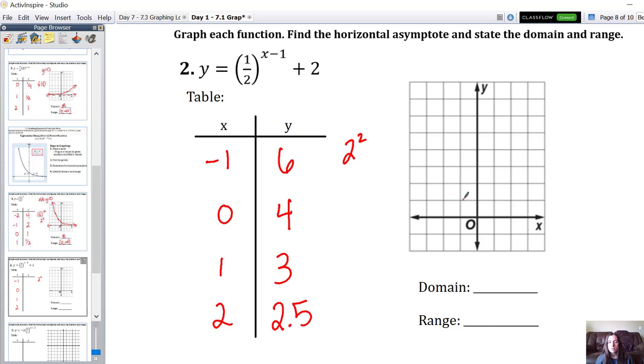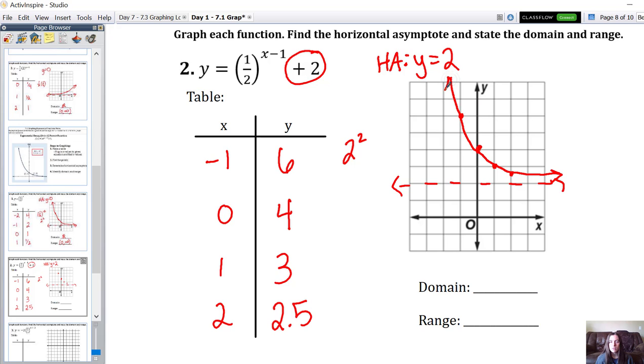And now we plot. -1, up 1, 2, 3, 4, 5, 6. 0, 1, 2, 3, 4. 1, 3, 2, 2.5. Our horizontal asymptote is at y equal to 2. So at every y value of 2, we're putting that dashed line. And here's our graph. Getting really close to 2, but not actually touching it.